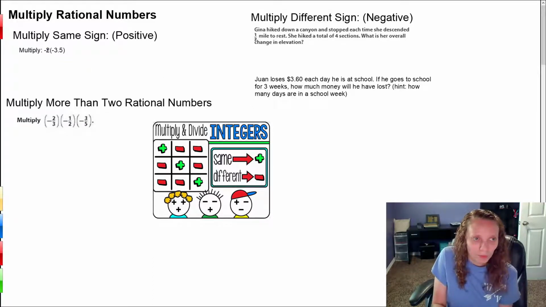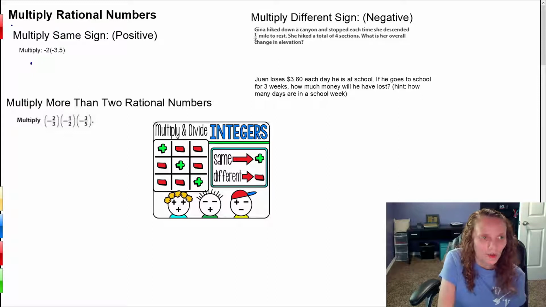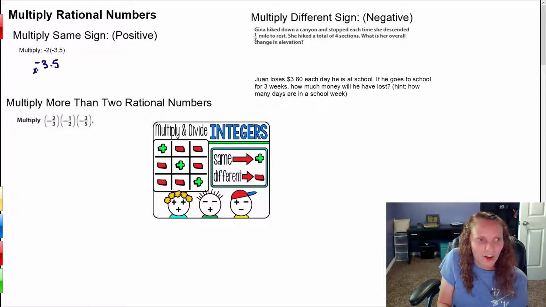We're going to multiply negative 2 times negative 3.5. When there's parentheses around the number and then there's a different number out in front, that just means to multiply. When multiplying decimals or whole numbers, I usually like to put the number with the most digits on top. It just seems easier to me, but it does not matter how you set it up. I'm going to put negative 3.5 on top times negative 2.